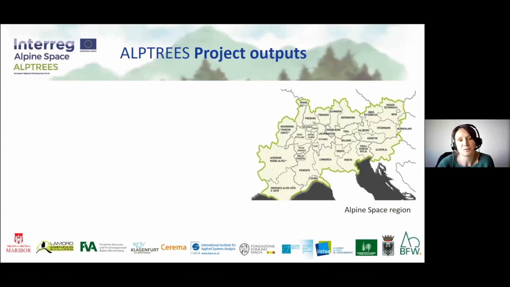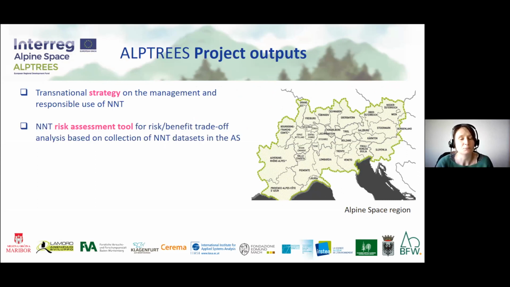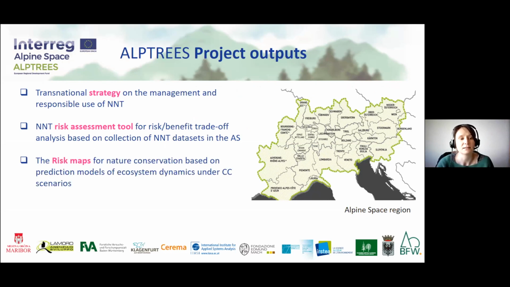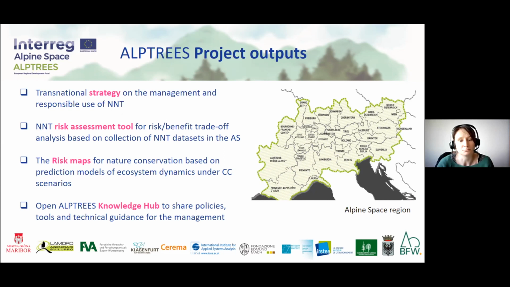In our ALPTREES project, we have 4 major project outputs. We want to develop a transnational strategy on the management and responsible use of non-native tree species. We want to develop a non-native tree species risk assessment tool for risk-benefit trade-off analysis based on the collection of non-native tree species data sets in the Alpine Space. We want to provide risk maps for nature conservation based on prediction models of ecosystem dynamics under climate change scenarios. And to share all this knowledge, we would like to publish an open ALPTREES knowledge hub.